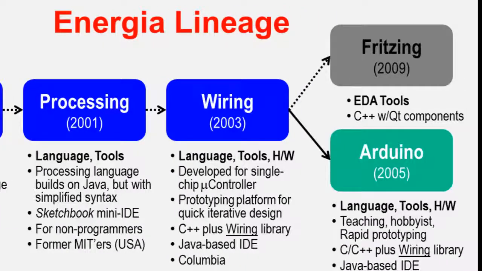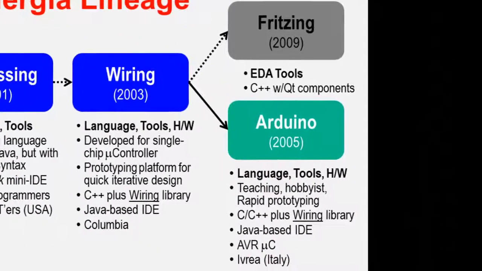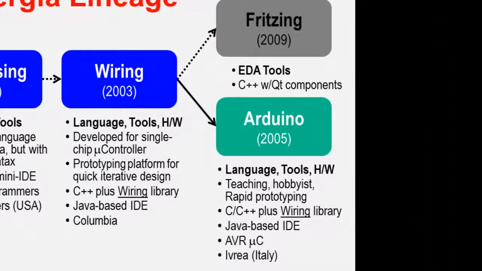In 2003, some folks down in Colombia adapted Processing into what they called the Wiring language. This was really more on C++ programming, using this Wiring language. They're using a Java IDE still, and it was really aimed now at microcontrollers. And then finally in 2005, some folks in Italy took the Wiring language and adapted it into something called Arduino. That's where the very first Arduino boards were created. In fact, the name comes from Italian. So again, teaching and rapid prototyping were the aims and goals of Arduino.